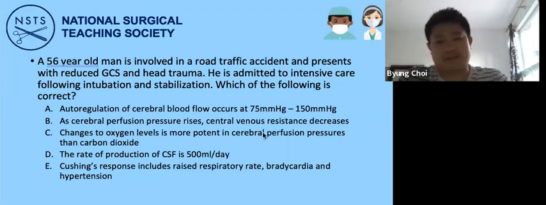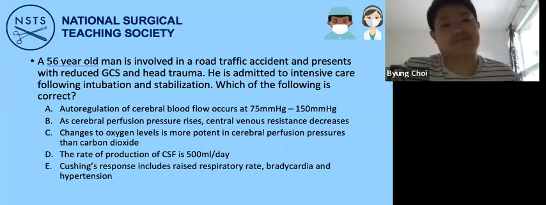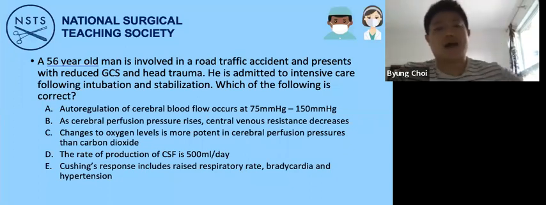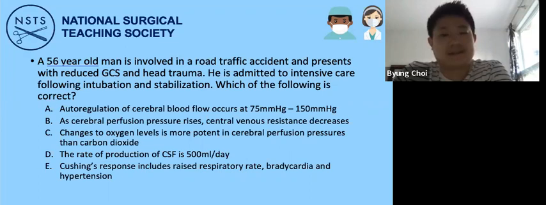Okay, great. So a real mixed bag in responses here. 20% of you who voted went for A, autoregulation of cerebral blood flow occurs at 75 to 150. It's a bit of a tricky one. We'll just go through them, but the answer here is D.